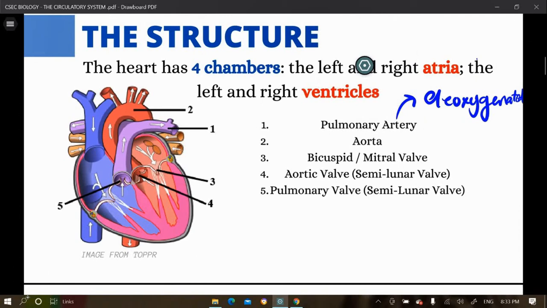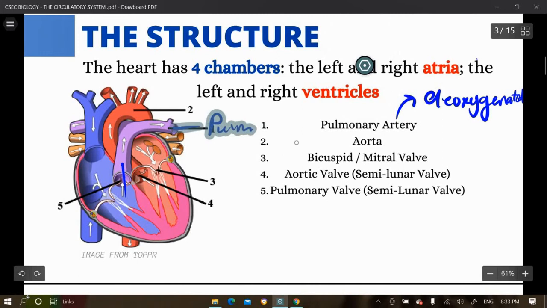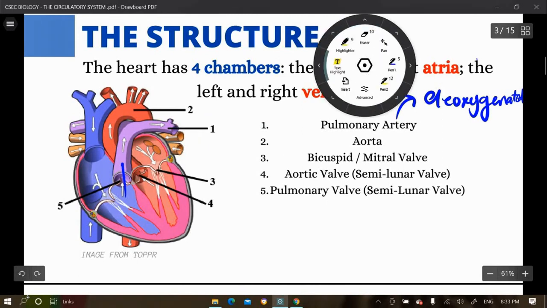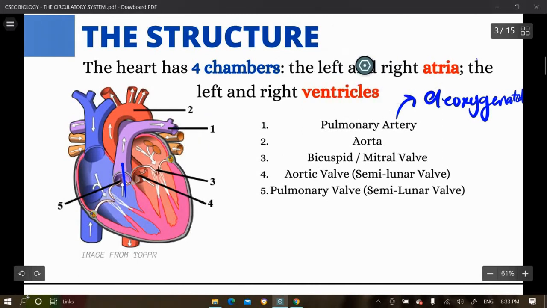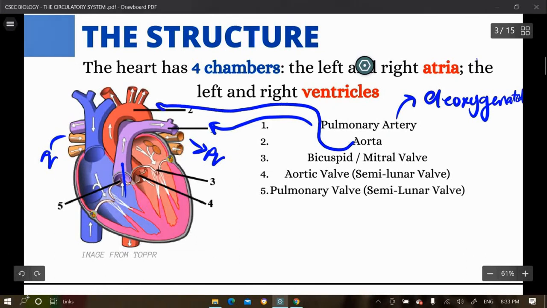So again, the pulmonary artery would be here. Let me not write it out. I'll just draw an arrow, because that would be easier and probably more visible for you. All right, pulmonary artery at number 1. And the pulmonary veins would be these orange things right here. So let me just put PV for that. Aorta. The aorta would be the largest artery in the body, and that would go right here.